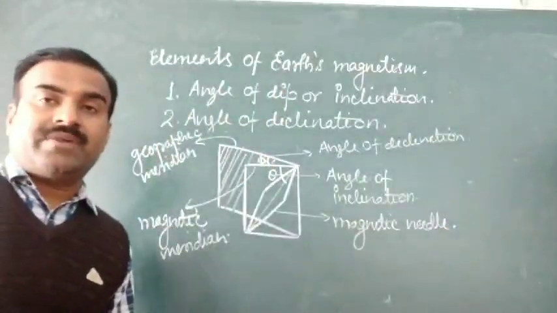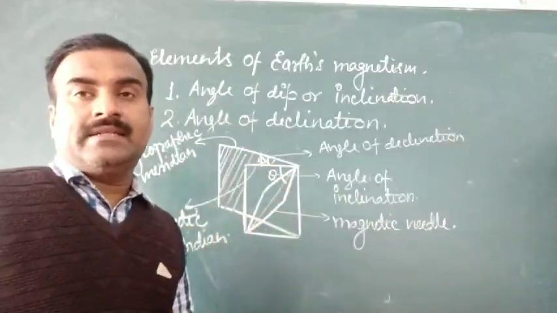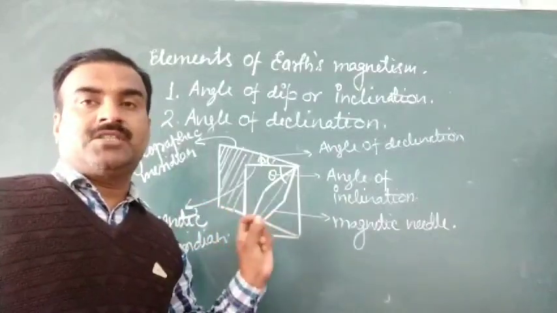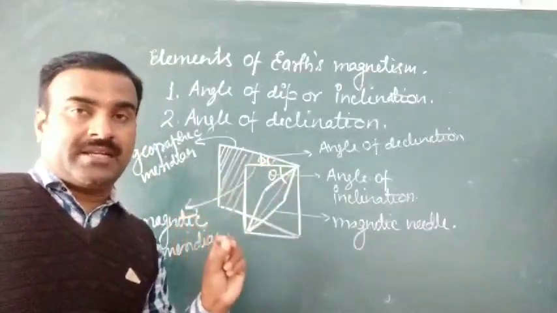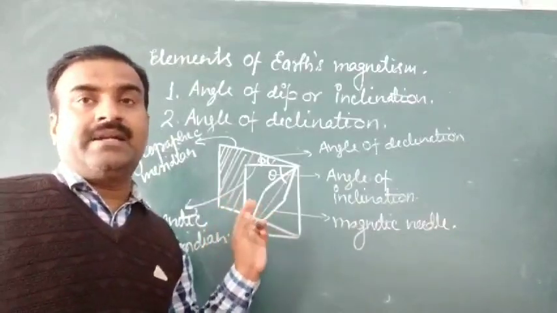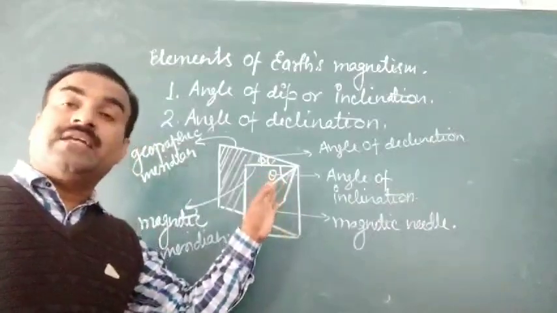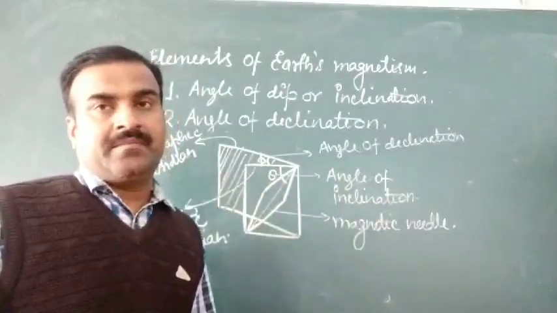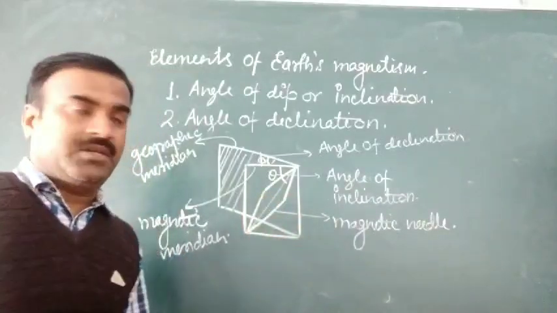So how can you define them one by one? I am going to explain. If any bar magnet or any magnetic needle is suspended freely on the Earth's surface, it will never stay in the horizontal direction. It will make some angle from the horizontal, and whatever angle is formed from the horizontal is known as the angle of inclination.